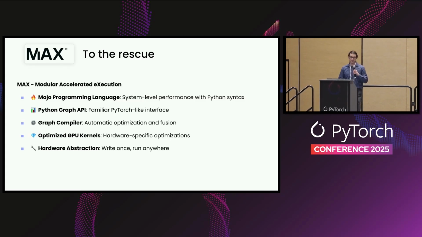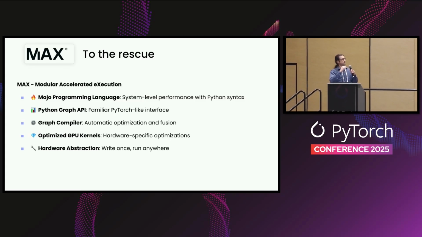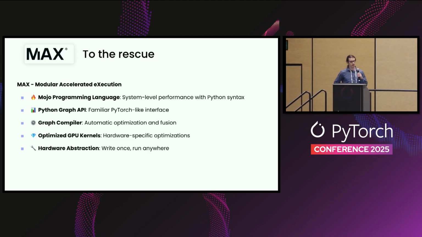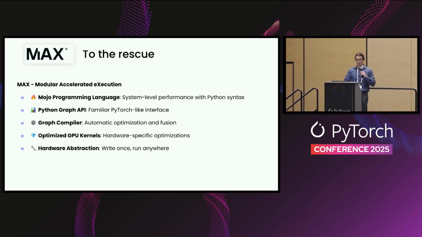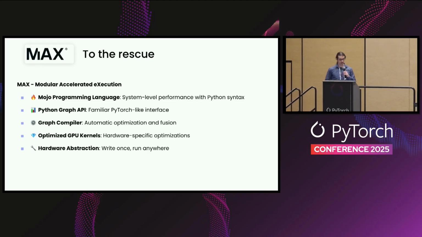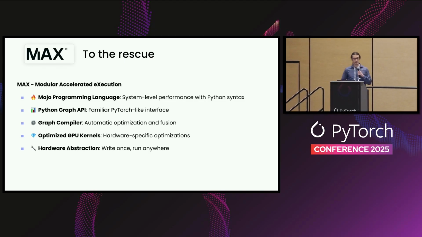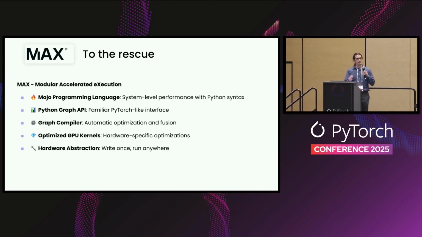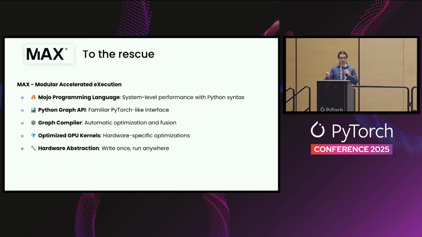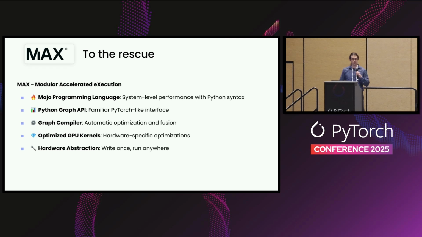And that is the problem that MAX was designed to solve, right? So MAX, you can think of as the platform that sits on top of Mojo. So Mojo is the language of implementing high-performance kernels in our stack. On top of that sit APIs like the Python Graph API. This provides a familiar PyTorch-like interface to tensor computations. So it feels very much like using vanilla PyTorch.